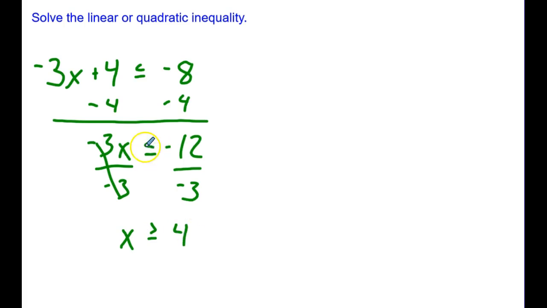You only flip the inequality symbol if you have to multiply or divide by a negative number when solving the inequality. Now, if we were going to look at the graph of this solution, we would have a filled in circle at 4 because it's equal to, that point is included, and then all x values greater than or equal to 4. If your variable is on the left side, when you have it simplified, your inequality symbol will point in the direction that your solutions are going to go on the graph. So here, our arrow is pointing to the right, our solutions go to the right.